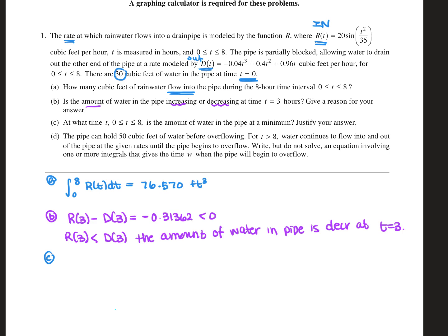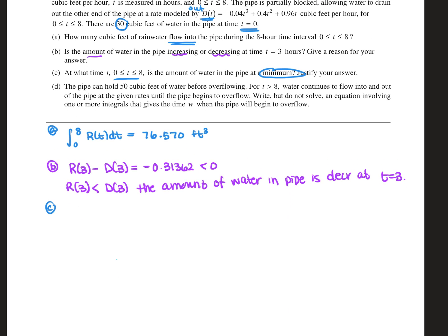Part C: at what time between 0 and 8 is the amount of water at a minimum? Okay, so if we want to minimize something, remember you have to take the derivative, set it equal to 0, and find the critical points. So that's the first thing we're going to look at. The first thing we need to look at is when the rate in is equal to the rate out.